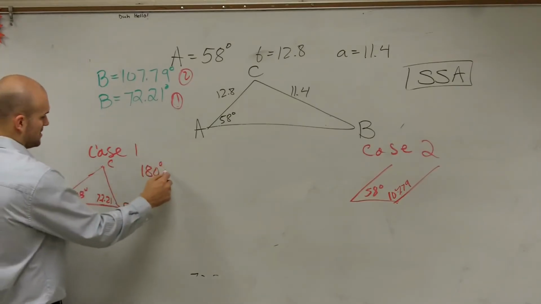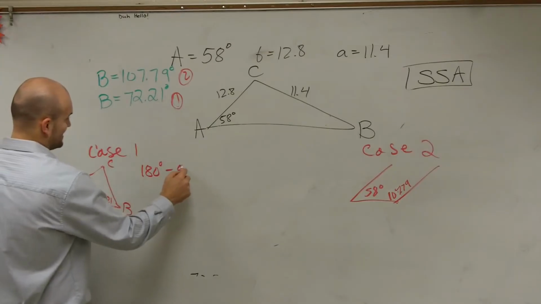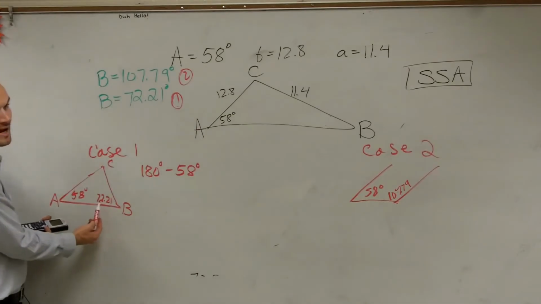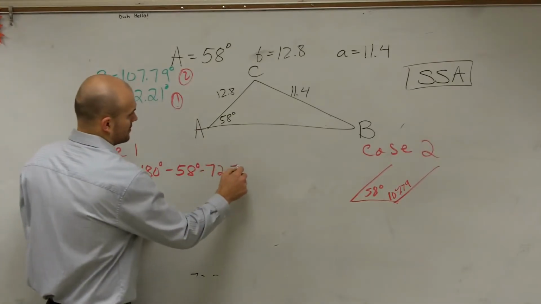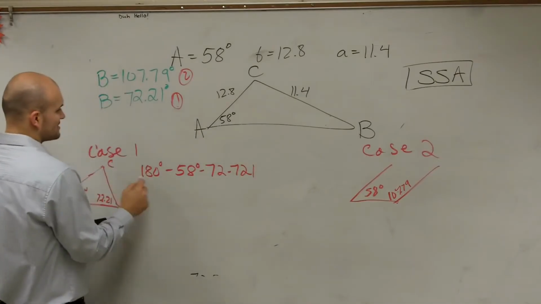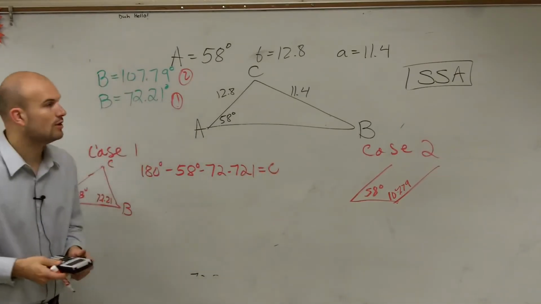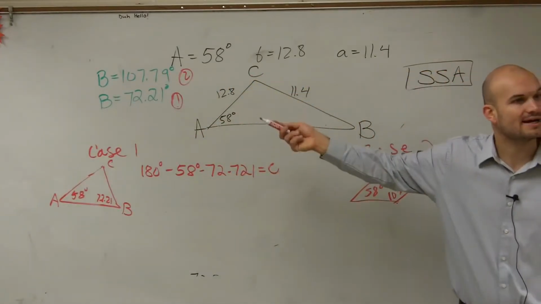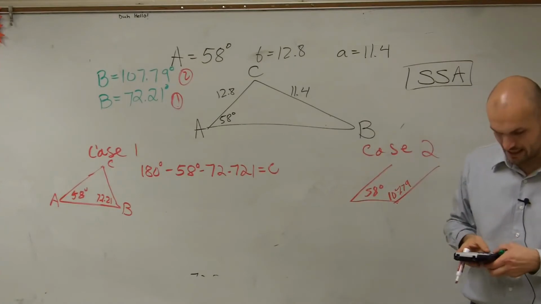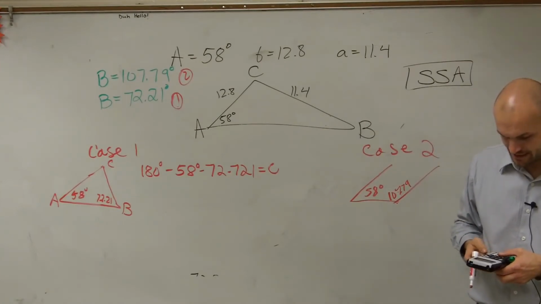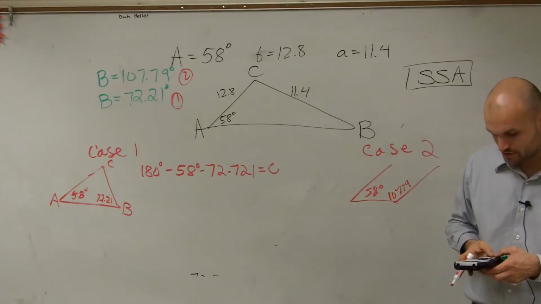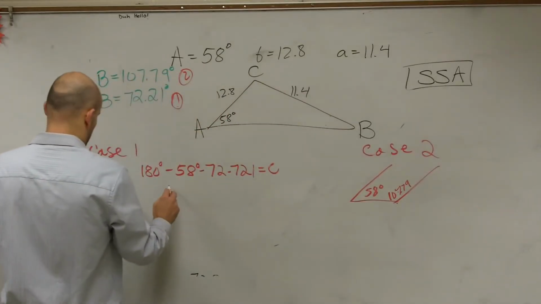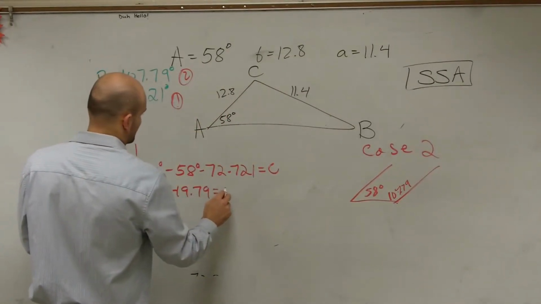So 180 minus 58 degrees, which we're given from the beginning, and then minus our new angle 72.21. Is that going to give us our new value for C? On case 1, I figured out what B was, so now I can figure out C. So we do 180 minus 58 minus 72.21, and that gives me C equals 49.79 degrees.